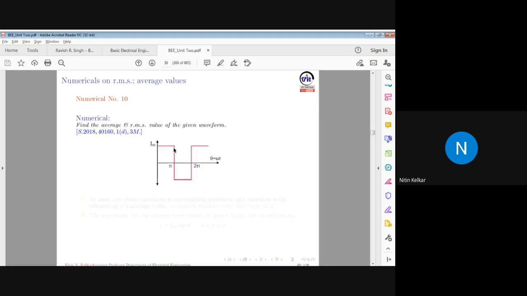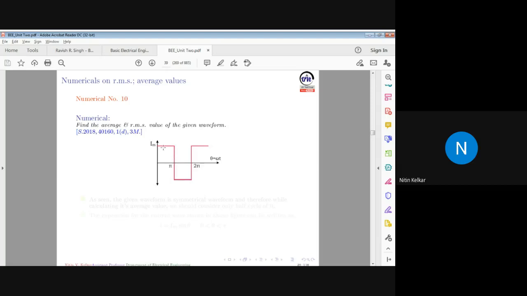Okay, now we'll try to find out the average and RMS value for this particular waveform. I have taken this once again from one of your previous semester papers, summer 2018. Before we proceed, let me know whether this waveform is symmetrical or asymmetrical. Symmetrical. So for a symmetrical waveform, to calculate its average value, we are supposed to consider only the half cycle and not the full cycle.